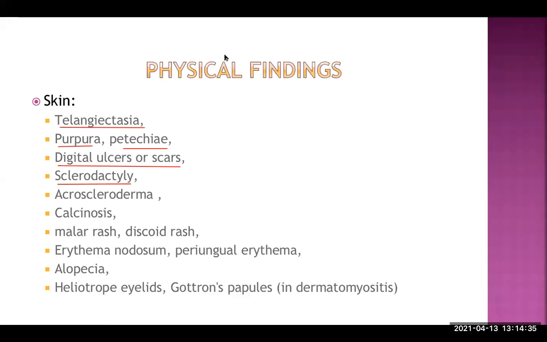Now, another one is acroscleroderma. Acro means the acral or peripheral part. So, skin is getting thicker there. Calcinosis is a deposition of calcium. Now, there is one condition, I'm not sure whether you remember this or not, but you have already gone through this, known as CREST syndrome. CREST syndrome is a feature of scleroderma or systemic sclerosis.